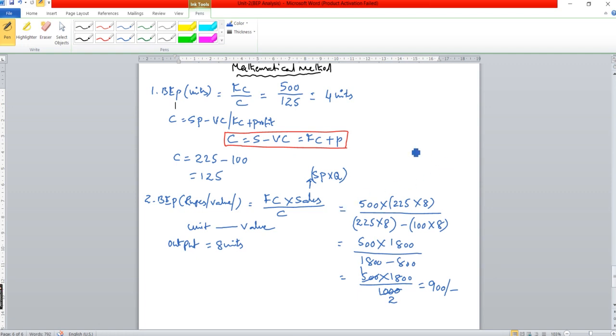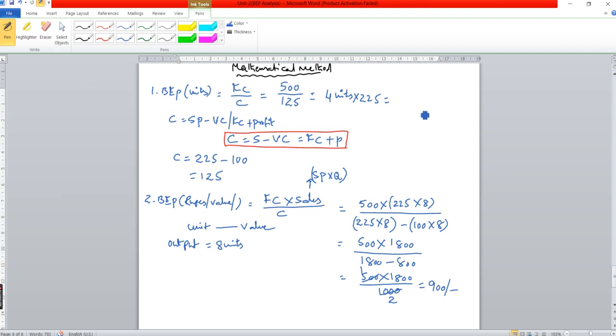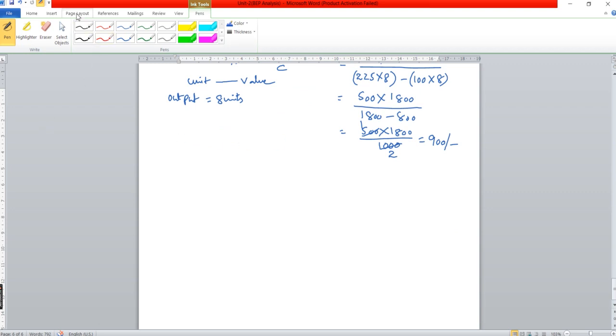For the above sum, the total break-even point is 4 units, and the second formula, after converting the data from units into value, we can apply this formula. Or simply, break-even point is 4 units and the selling price per unit is 225, and if you use it, 225 into 4, we get 900 rupees. So using these alternative formulas we can find out the break-even point.